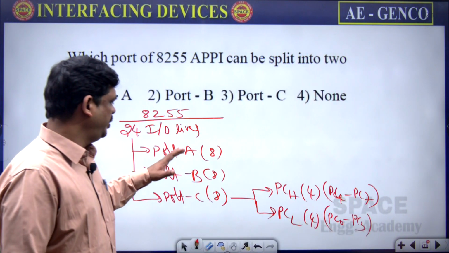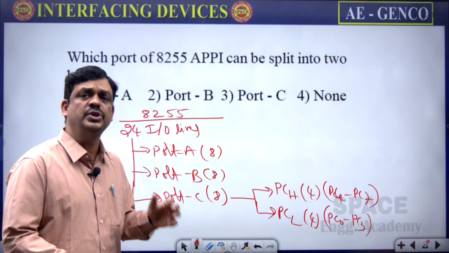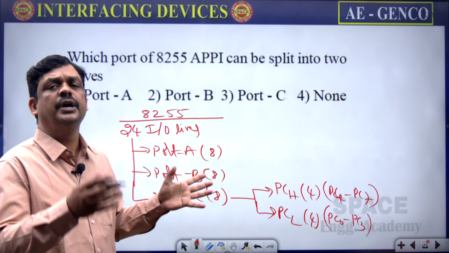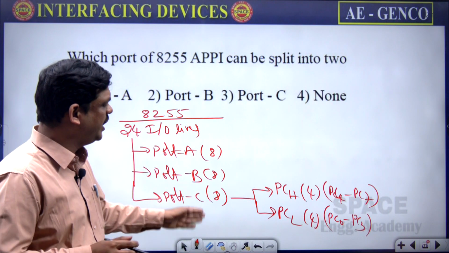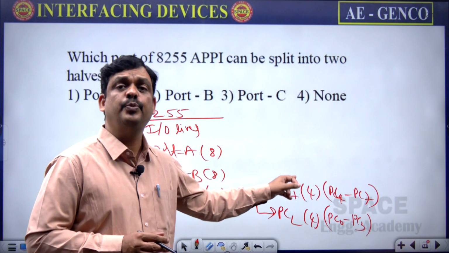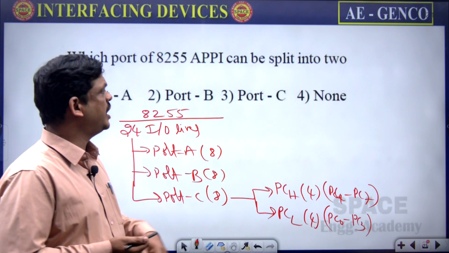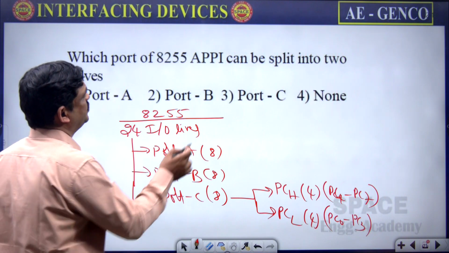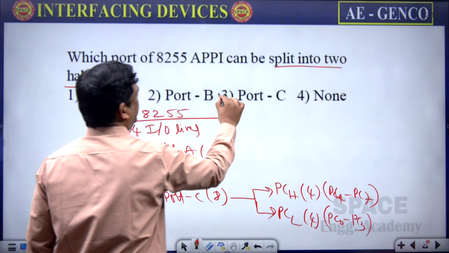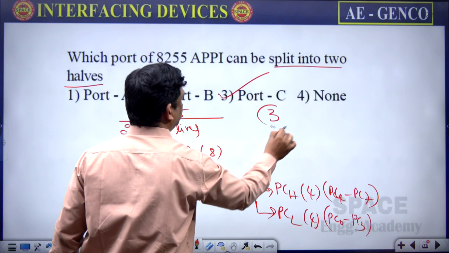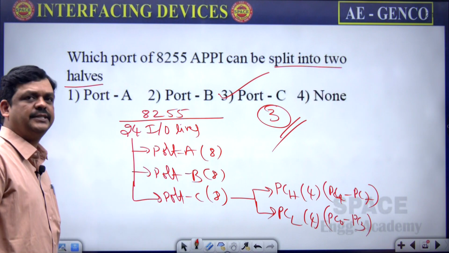So port A acts as a complete 8 lines and port B acts as 8 lines, but port C is divided into two parts. One part consists of 4 lines, another part consists of 4 lines. Those are also called PCH, port C higher nibble, and PCL, port C lower nibble. Going to the given question, which port can be split into two parts? That should be port C only. So we can select option 3 as correct. Yes, please take this now.